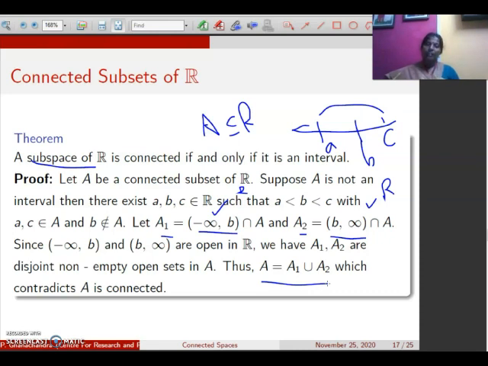We assumed that A is connected, but here A satisfies the condition of a disconnected space. This implies A is disconnected. This is a contradiction. So this contradiction leads to A being an interval. We assumed that A is not an interval and we get a contradiction. Therefore, A is an interval.